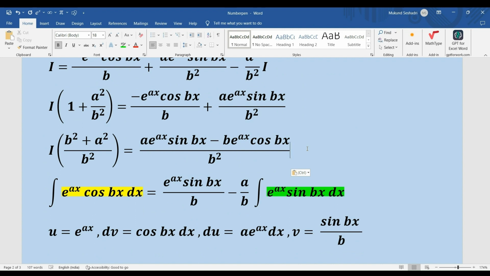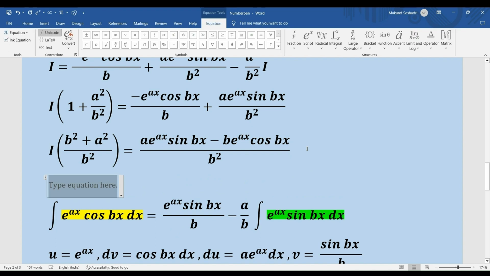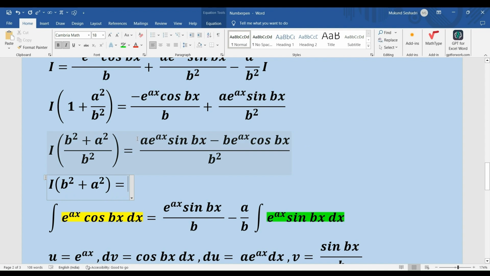So this is what I get. I times b square plus a square, the whole divided by b square. And on my RHS, I make b square a common factor, and my numerator becomes a e to the power ax sine bx minus b e to the power ax into cos bx. I know that I can cancel out my b square, and I'm left with I times a square plus b square equals a e to the power ax times sine bx minus b e to the power ax times cos bx.